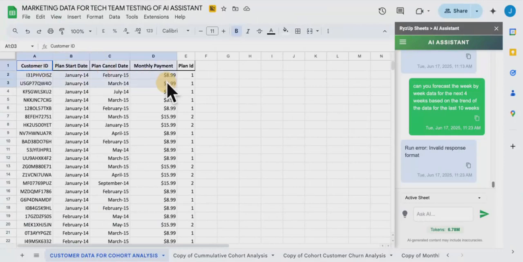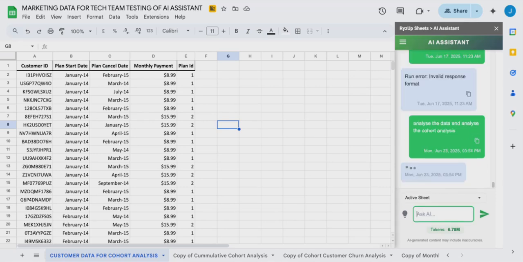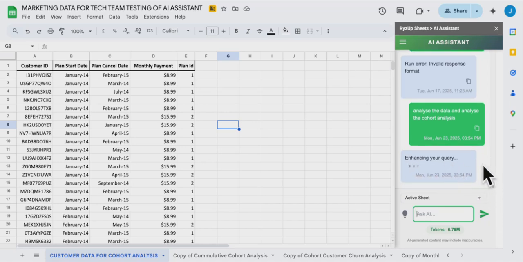Here is the sample data that we are going to use here in the AI assistant of Rise Sheets. So I'm going to give a simple query. The AI assistant is enhancing your query in the backend to ensure that the answer provided is the most useful, value adding, and relevant answer.